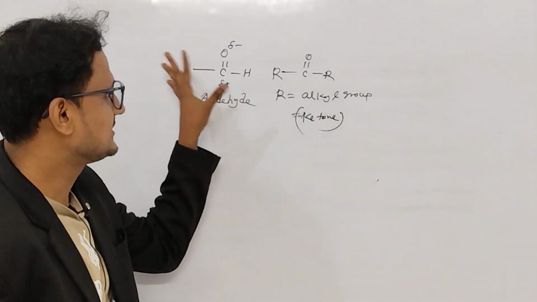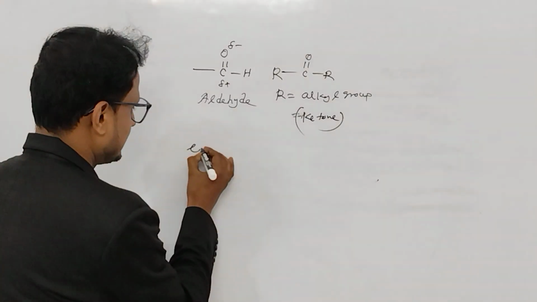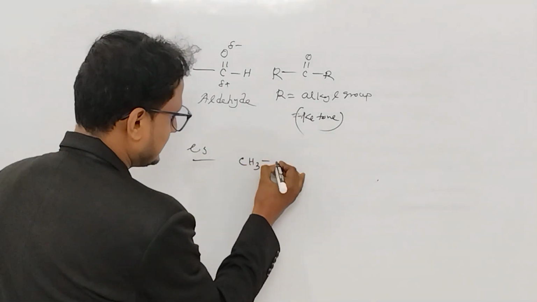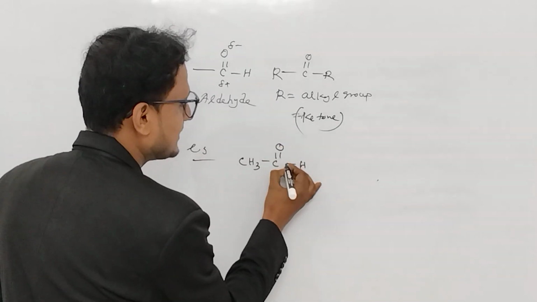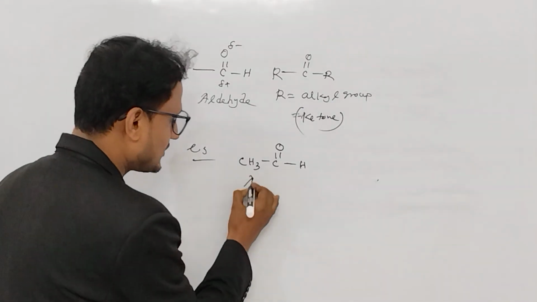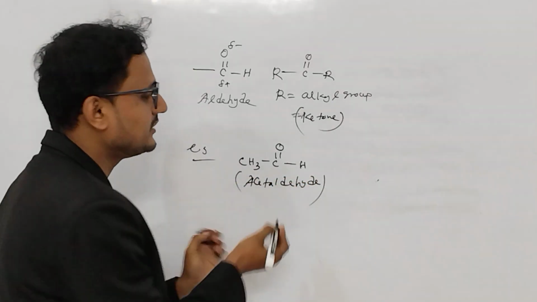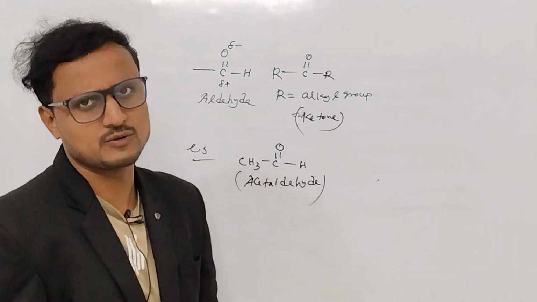Okay, so this is the thing. Now let us take one example of an aldehyde. This is the one aldehyde I have taken. This aldehyde is called acetaldehyde. This is the common name of acetaldehyde. You can go for the IUPAC nomenclature also.